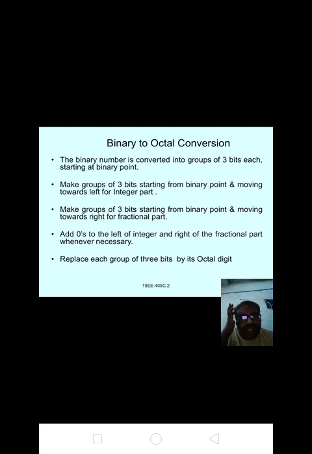Keenly observe the matter I have displayed on this slide. The binary number is converted to groups of 3 bits each. Make groups of 3 bits starting from the binary point and moving towards the left for the integer part, and towards the right for the fractional part. That is clearly explained in the example. Kindly observe the matter displayed on the slide. Add zeros to the left of the integer and right of the fractional part wherever necessary. Replace each group of 3 bits by its octal digit.